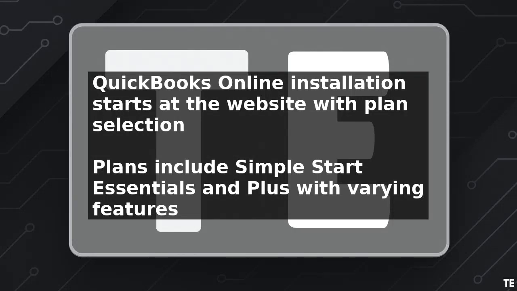To install QuickBooks Online, start by going to the QuickBooks website and selecting the plan that best suits your business needs. QuickBooks offers several plans, including Simple Start, Essentials, and Plus, each with varying levels of features and support. Once you have chosen your plan, click the Sign Up button to begin the registration process.